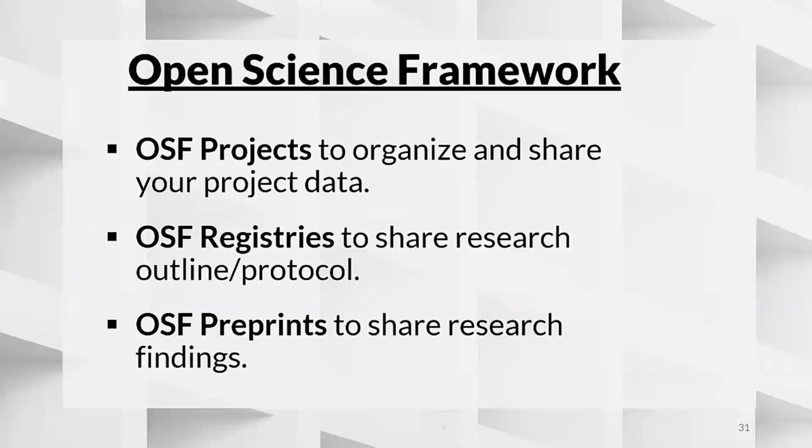So the three components we covered today: OSF Projects, or it's called OSF Home. That's to organize and share your project data. OSF Registries is to share your research outline or protocol, either with collaborators or just to the general public. And then OSF Preprints, that's to share your research findings, your draft manuscripts or manuscripts that have been written but before peer review, or maybe post peer review, depends.